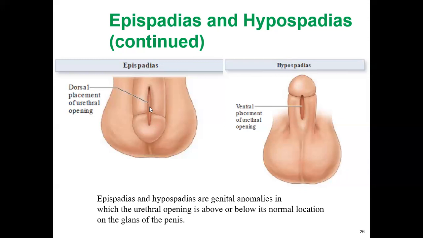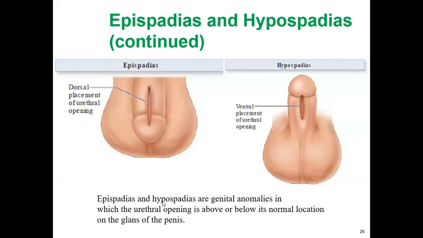So if the opening is on the dorsal surface or ventral surface, they easily get infected by urinary tract infection. And if UTI is not treated, it goes in the retrograde direction and the patient develops cystitis, meaning urinary bladder inflammation, cystitis, urethritis, or nephritis, pyelonephritis, and causes kidney infection. So it is good to surgically correct it and prevent the infection.